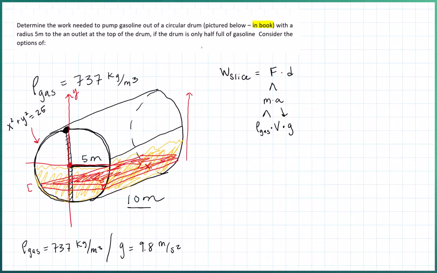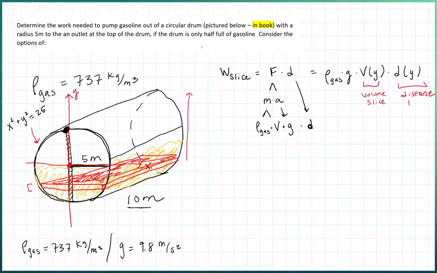Mass is density times volume. So we do need the volume of the slice. And then, of course, we need the distance. D stands for distance. So just as a reminder of where those come from and where these constants are coming from when I set this up, the work is going to be the density of gas times the gravitational constant times the volume of a slice, which is in terms of y because of the way we set this up, times the distance that we have to lift each slice. So we need to calculate the volume of a slice, and we need to calculate the distance lifted.